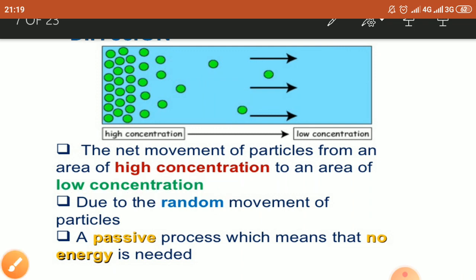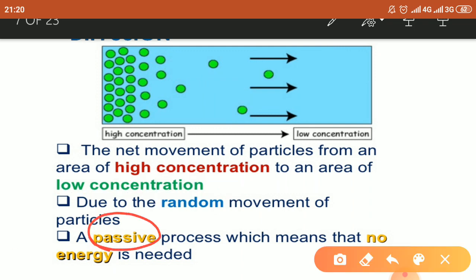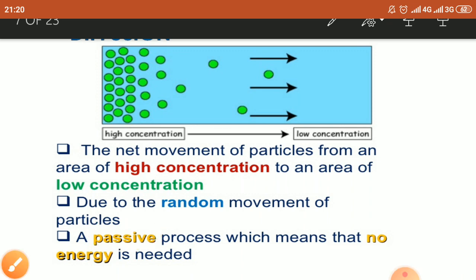And the most important, this is a passive process. As I have told you, no energy is required for this process to take place. This is a passive process. So what can we conclude from this? Diffusion is the process by which a substance uniformly spreads into another substance by the random movement of particles from where to where? From higher concentration to the lower concentration area. And this is all because of the kinetic energy of the molecules. This is called diffusion.